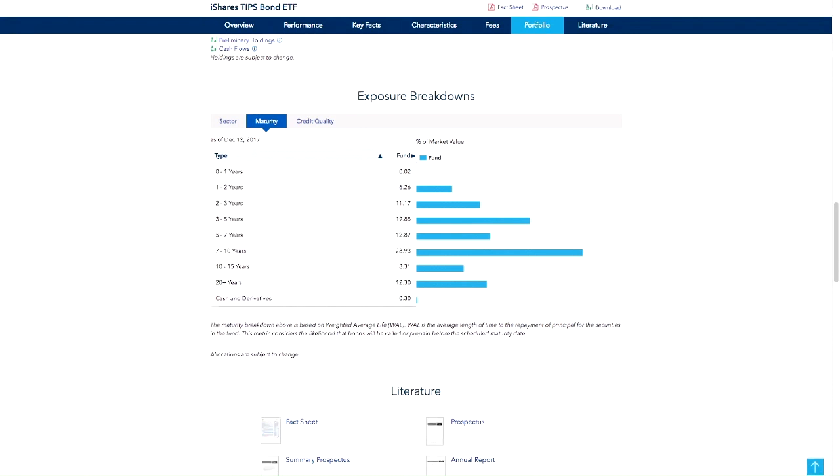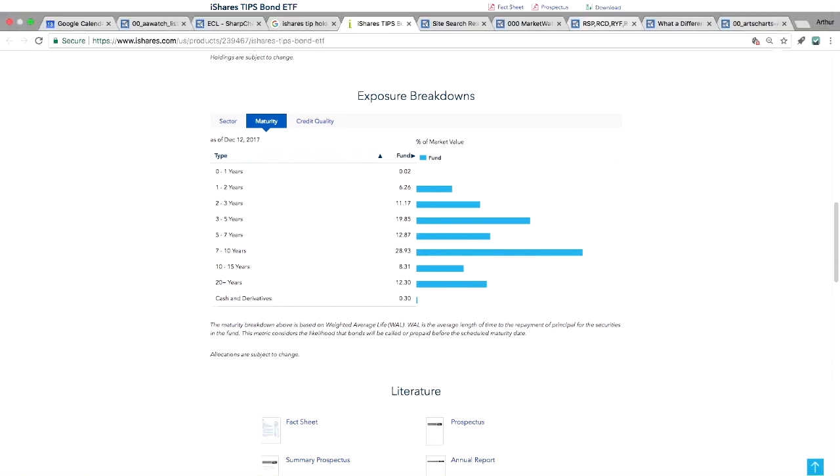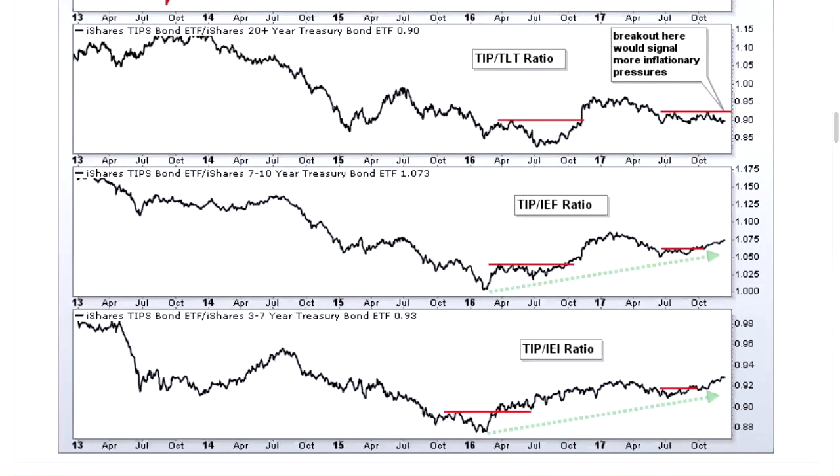I guess if you added these 3 to 5s, they would be close to about the same as well. So 3 to 7 or 7 to 10 seem to be the biggest holdings in the TIPS, more than 20 plus, definitely. So we should probably be comparing the TIP ETF to the 7 to 10 year bond ETF and the 3 to 7 year bond ETF.